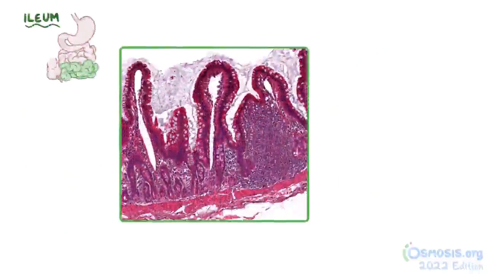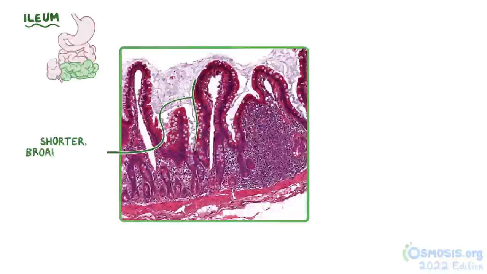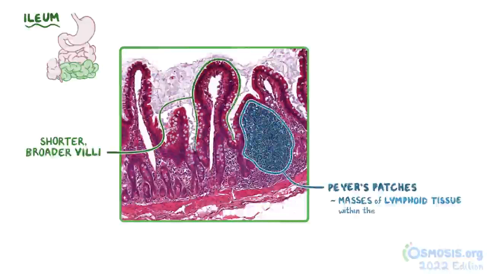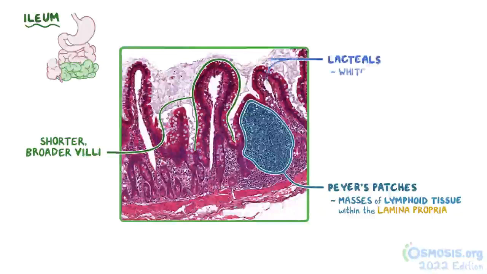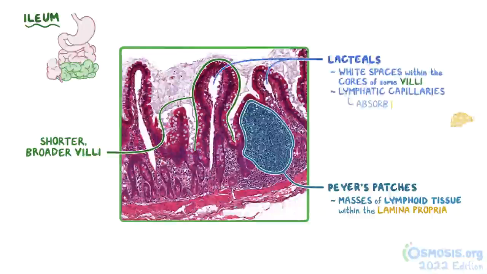Now, if we look at a section taken from the ileum, it has the same characteristics as the duodenum and jejunum, but the mucosa of the ileum can be differentiated by its shorter, broader villi, as well as Peyer's patches. Peyer's patches are masses of lymphoid tissue within the lamina propria that are only seen in the ileum. Also unique to the ileum are lacteals, which are the white spaces within the cores of some of the villi. These spaces actually represent lymphatic capillaries that absorb dietary fats from the intestinal lumen.